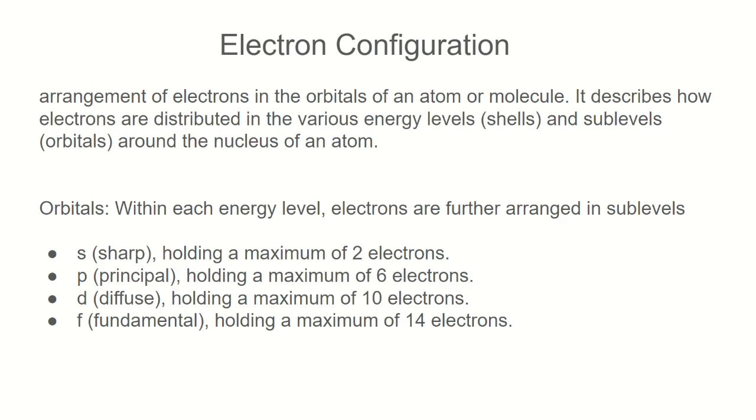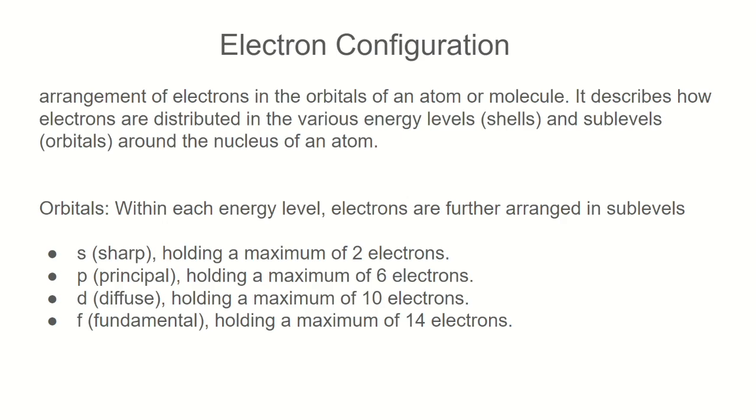First, we'll talk about electron configuration, which is the arrangement of electrons in the orbitals of an atom. It describes how electrons are distributed in the various energy levels called shells and sublevels called orbitals. We'll focus on orbitals, which are within each energy level. Electrons are further arranged in sublevels.